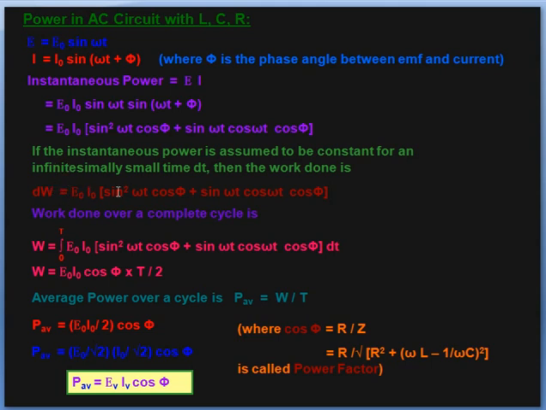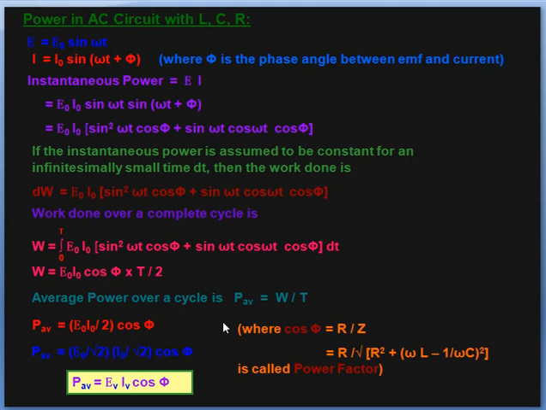Then small work done will be equal to this much, and how can we find the total work done? If dW is this, how can we find W? We will integrate it, and finally you will get the result: W equals E naught I naught cos of phi into T by 2. Average power, now power is equal to W upon T. So if you divide by the time period, you get the average power, that is E naught I naught upon 2 cos of phi.